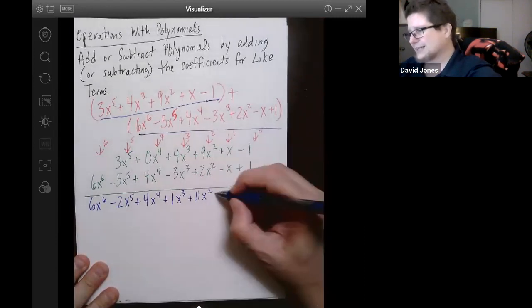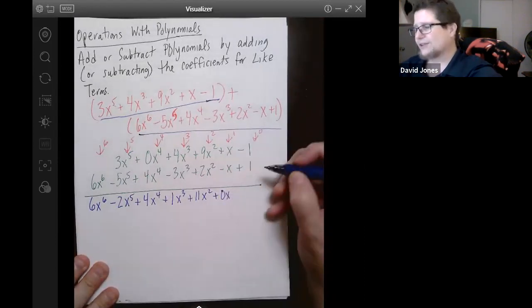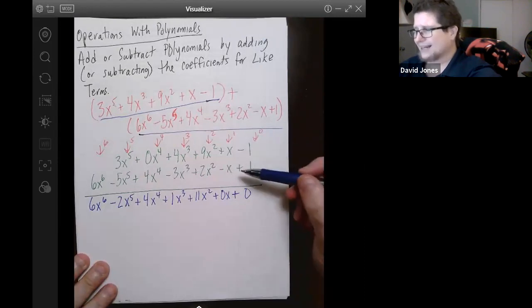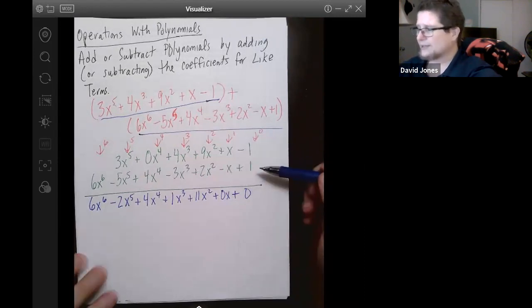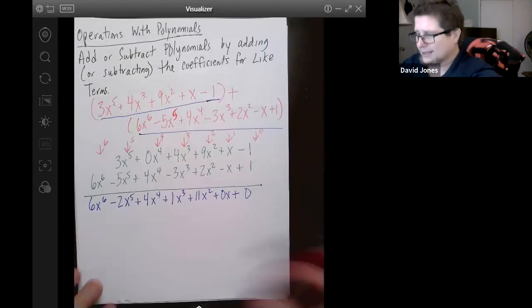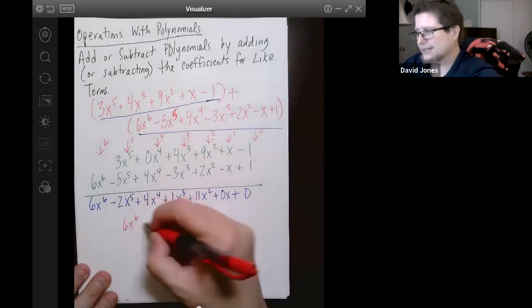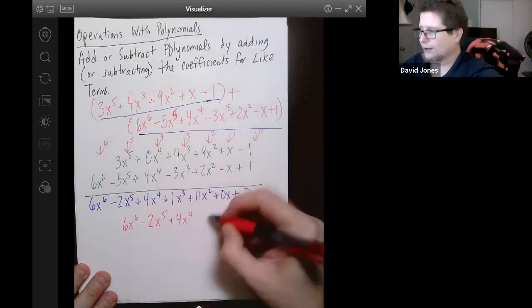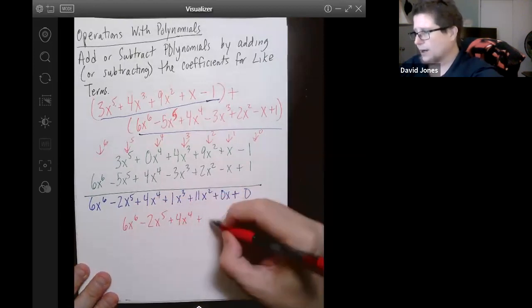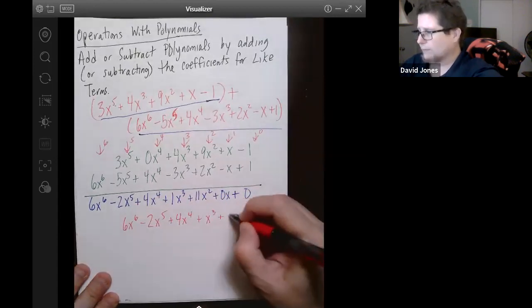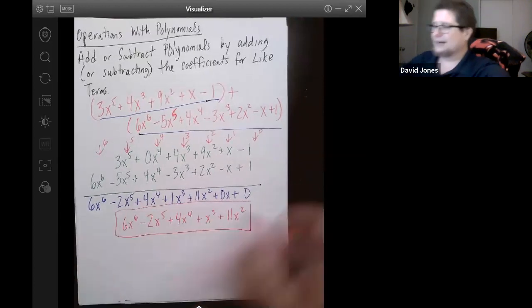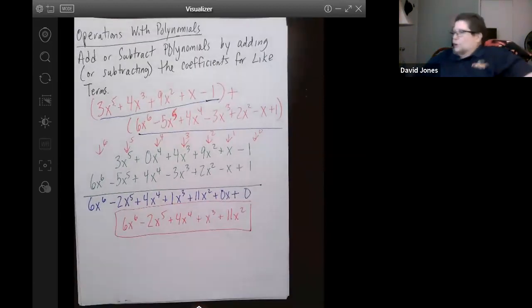x minus x, I'm literally writing down everything, and then I'll clean it up and write it how I would. But I want to make it clear what's going on. So x and negative x cancel out, negative 1 and 1 cancel out. If I were to write this, I would write 6x to the 6th minus 2x to the 5th plus 4x to the 4th. I would not write the 1, I would just write x cubed plus 11x squared. That would be the sum of those two polynomials.